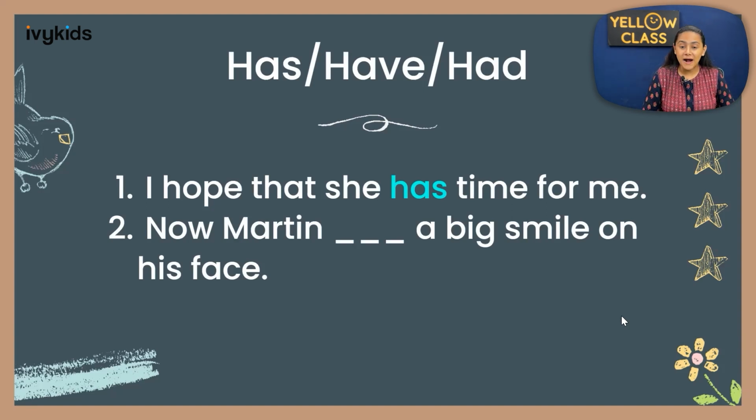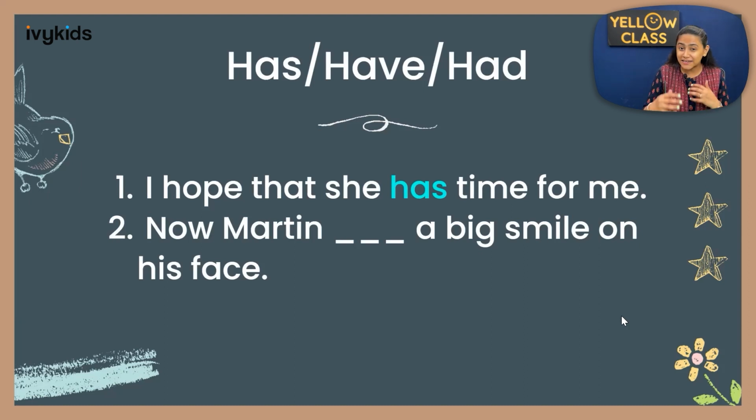Now Martin dash a big smile on his face. Now is also used for present. Now Martin dash a big smile on his face. What will be the correct answer? Come on, everybody. Share your answers very quickly in the comment section. Has or have or had. Come on. Now Martin dash a big smile on his face.